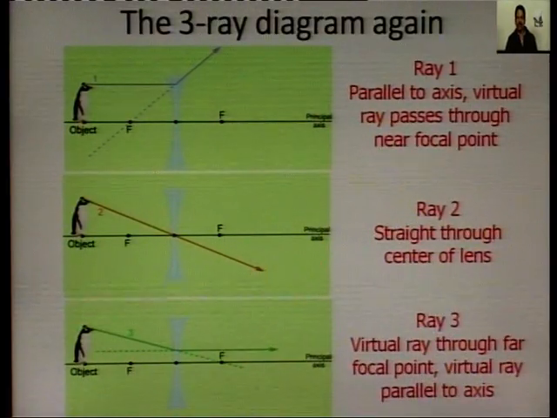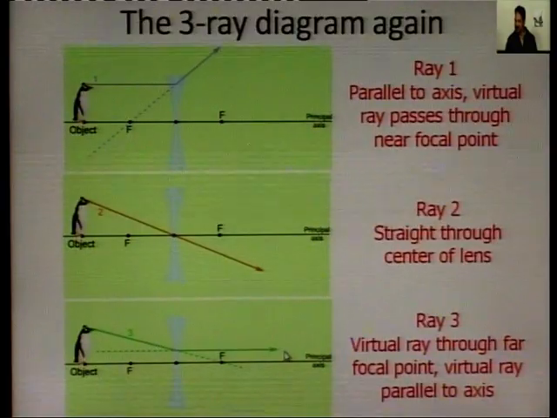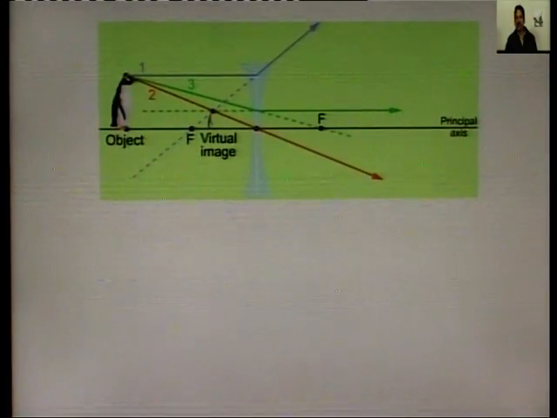The third ray of light from the same point of the object is taken to be directed towards the focal point of the concave lens, and this ray of light after refraction from the lens will move parallel to the principal axis. And where the image is formed, in this case, these rays of light will never meet.